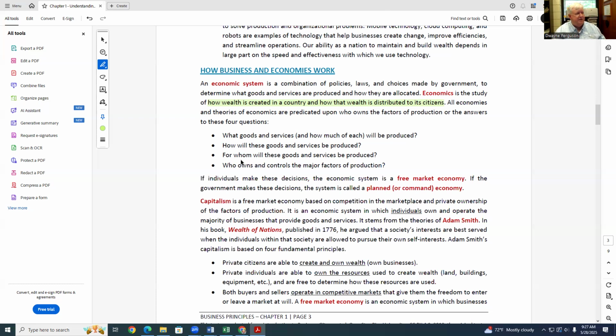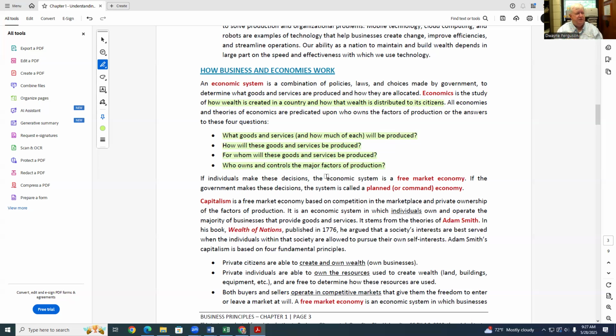So basically, when you start looking at an economic system in a certain country, you would ask these questions: what goods and services and how much of each will be produced? Who gets to produce those? What do they get to produce? How will they be produced? For whom? Who gets them? Who has access to them? Who controls the factors of production, or who controls the land, the labor, the capital?